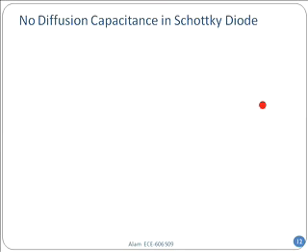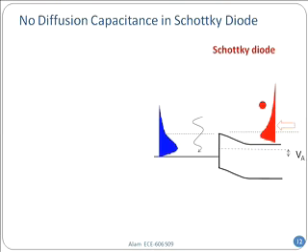Now, the main point is that there is no diffusion capacitance in a Schottky diode. This is because of the following thing.